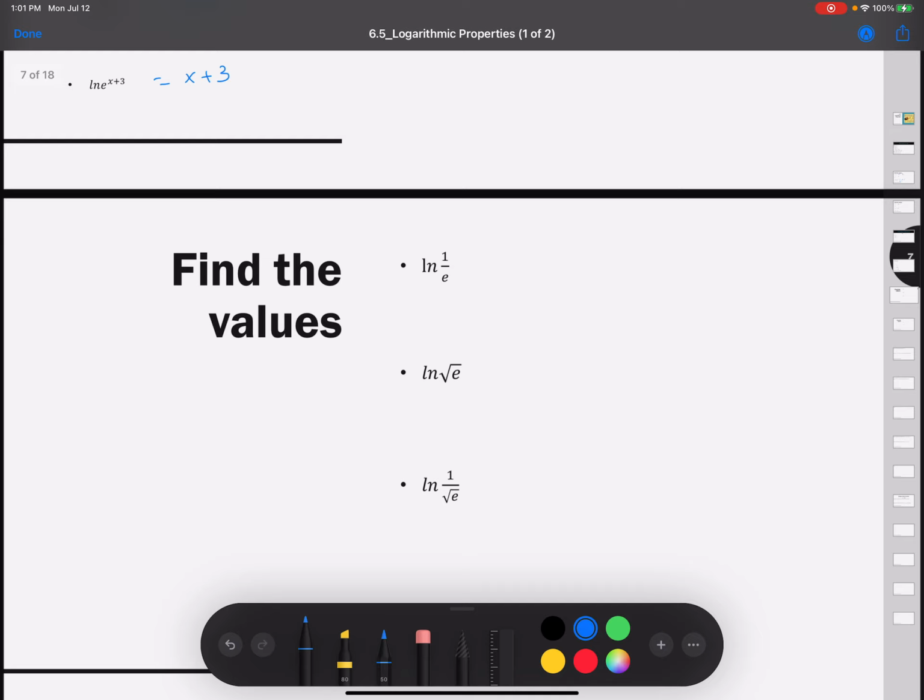Okay, so let's find the values. Here it's natural log of 1 over e. We can rewrite this as natural log of e to the negative 1, which is going to equal negative 1. We can rewrite this as natural log of e to the 1/2, which is going to equal 1/2. We can write this as natural log of e to the negative 1/2. Therefore, this is going to equal negative 1/2.